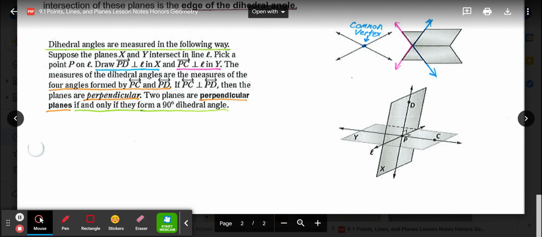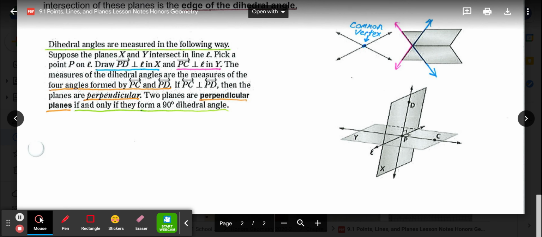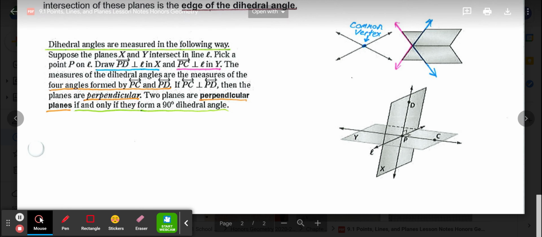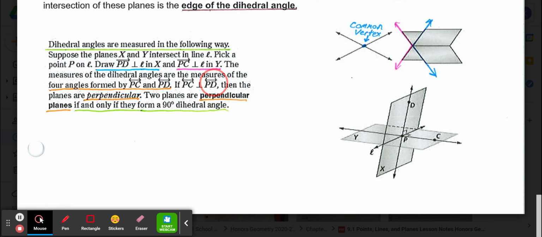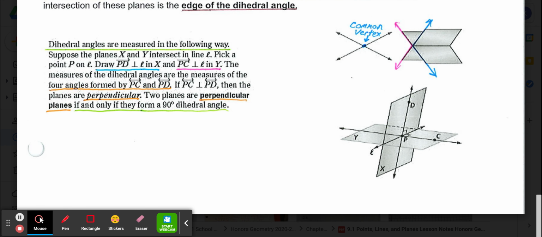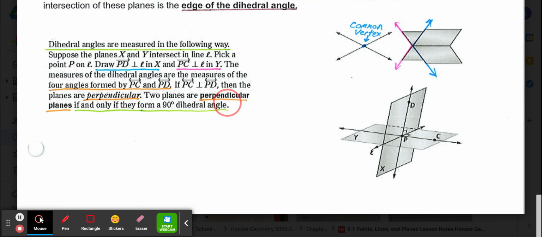Then the measures of the dihedral angles are the measures of the four angles formed by line PC and line PD if we extend them. So the measure of the four different angles would be DPC here, and then the others around P. If PC and PD are perpendicular, then the planes are also perpendicular. So two planes are perpendicular planes if and only if they form a 90-degree dihedral angle.